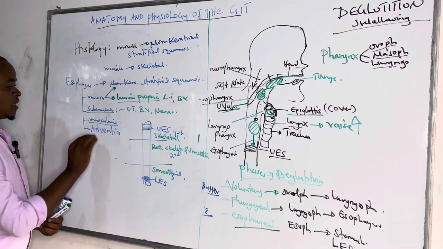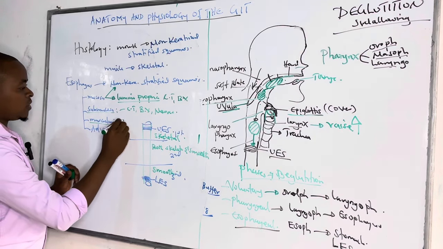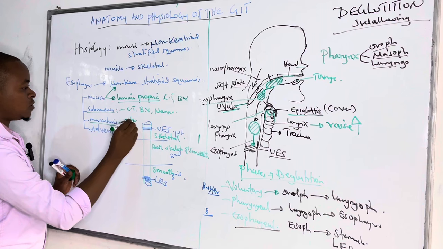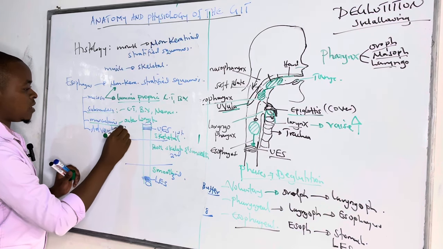That is the muscularis, whereby it is made up of the outer longitudinal and the inner circular layers.